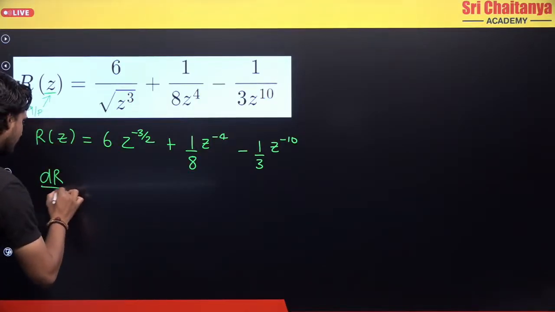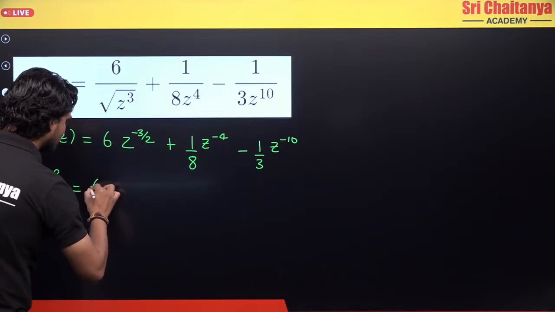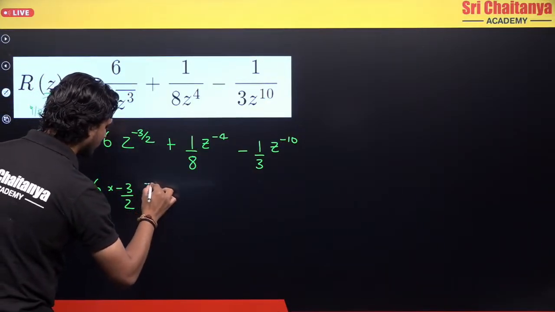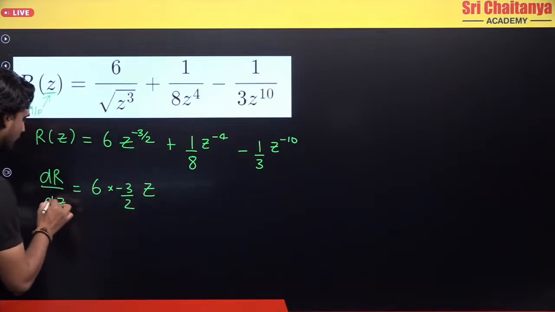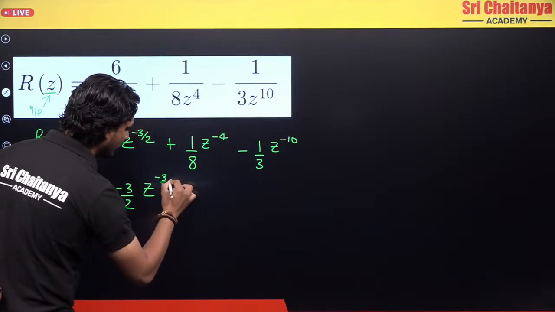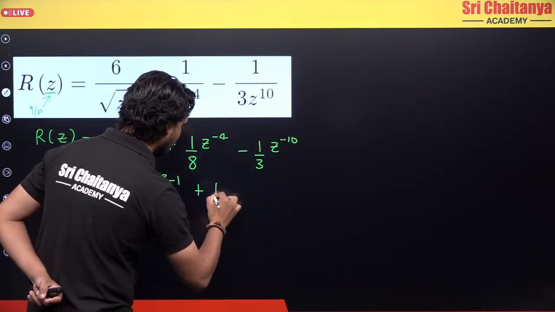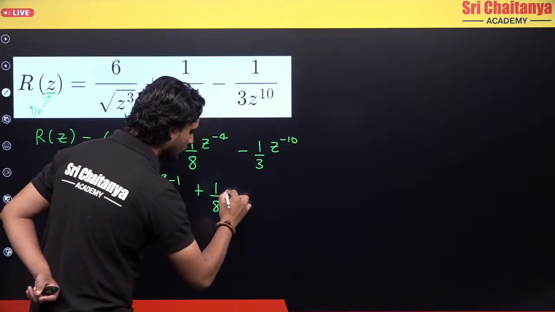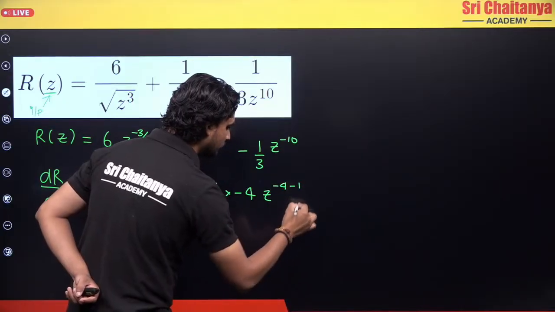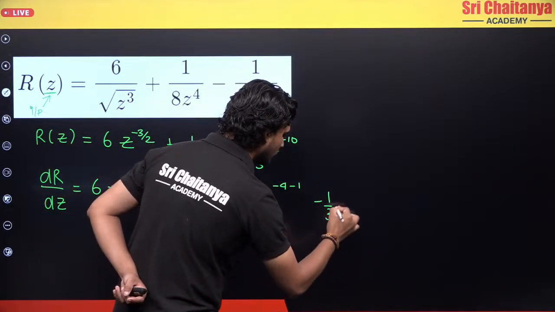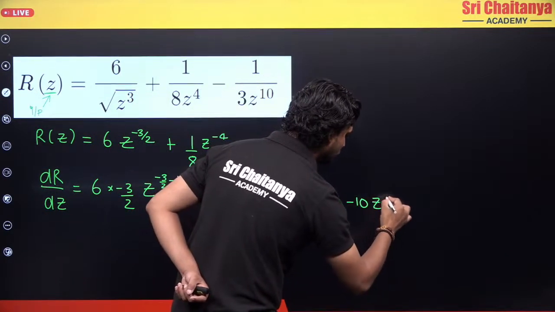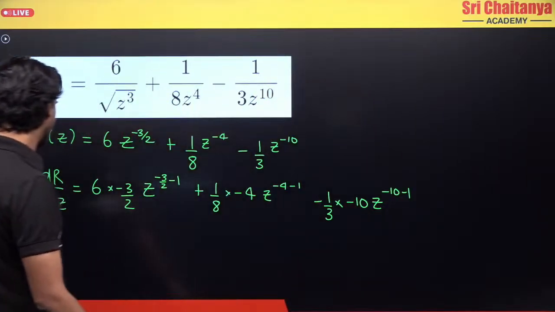So dr by dz is equal to 6, this minus 3 by 2 will jump forward, and I will subtract 1 from this power of z. So minus 3 by 2 minus 1. Plus 1 by 8, and this minus 4 will jump forward, and I can subtract 1 from this power, so minus 4 minus 1. And finally, minus 1 by 3. This minus 10 will jump forward, and I will subtract 1 from this, so minus 10 minus 1. Okay, so what do I have here?